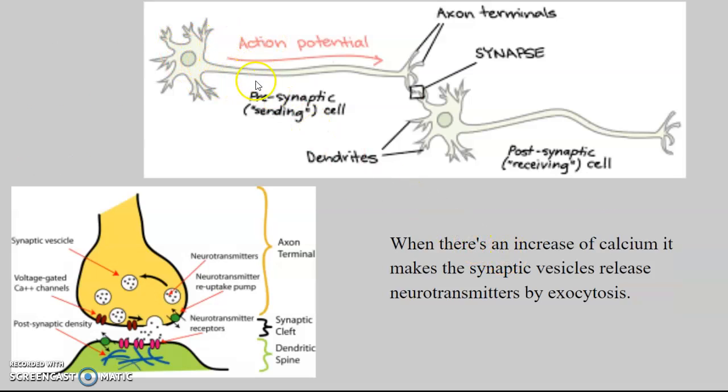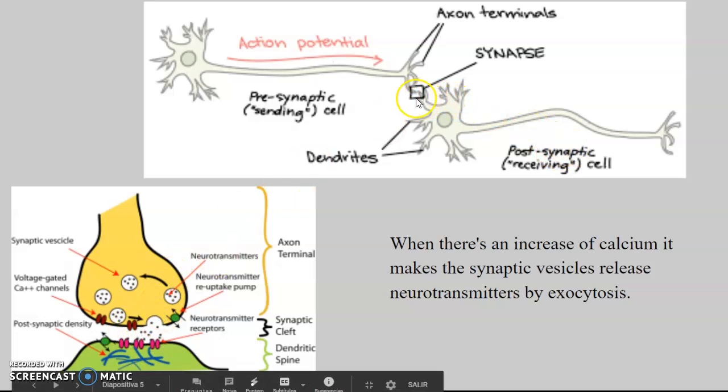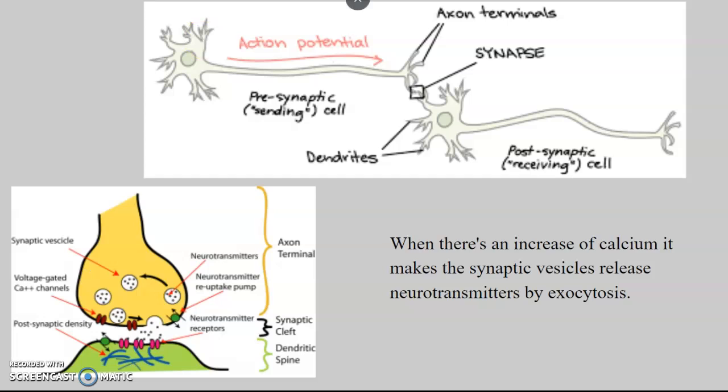So here you can see a better picture of what goes on. Here are the axon terminals in the synapse, which occurs right here. This is the presynaptic cell, which is the sender, and the receiver, the postsynaptic cell. And here's a better picture of what really goes on in the synapse. So as I was saying, when there's an increase in calcium, it triggers the synaptic vesicles to release neurotransmitter by exocytosis.